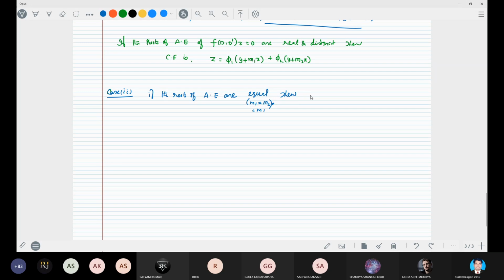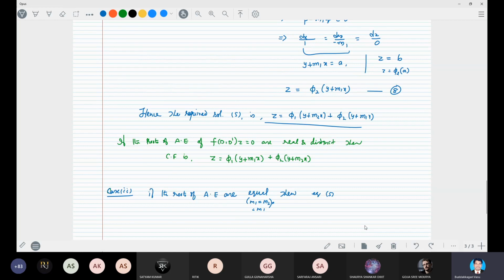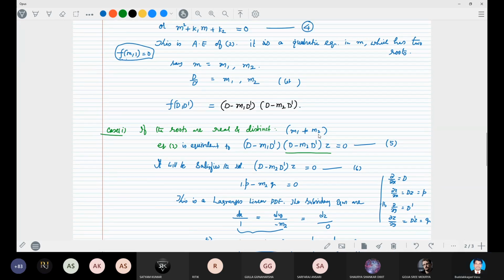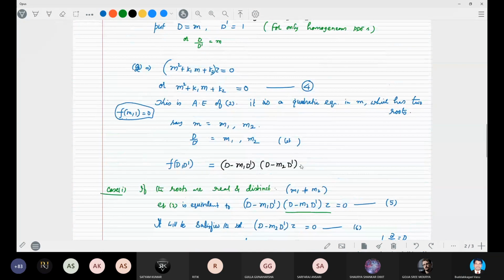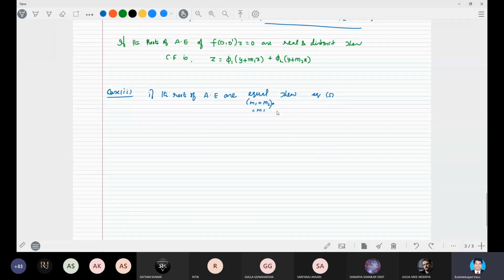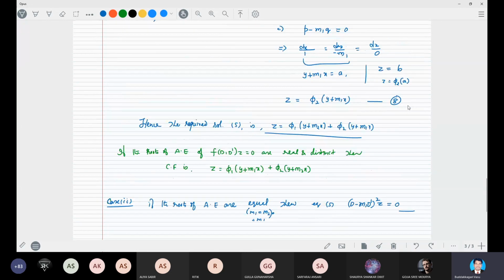Then the given equation 5 becomes (D minus m1 D dash) whole square into z is equal to 0, right? Say equation 9.